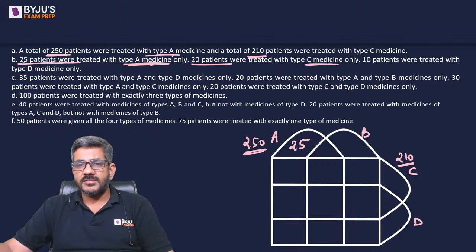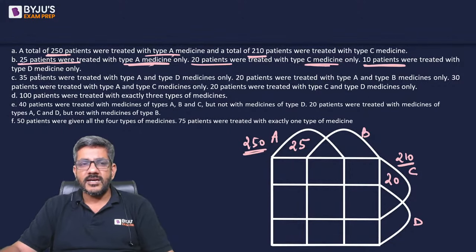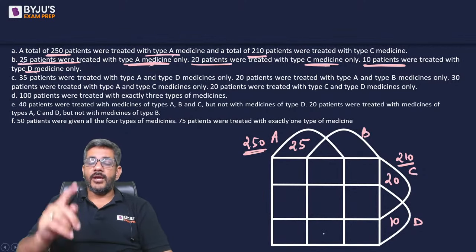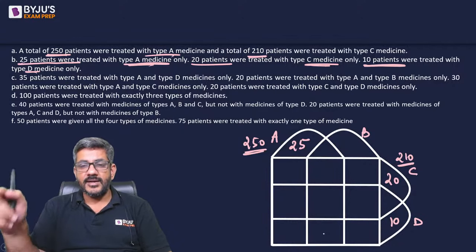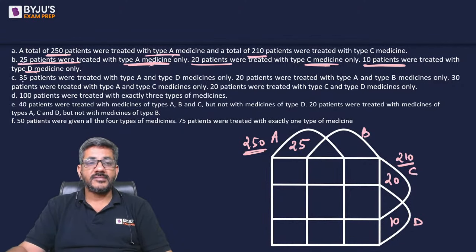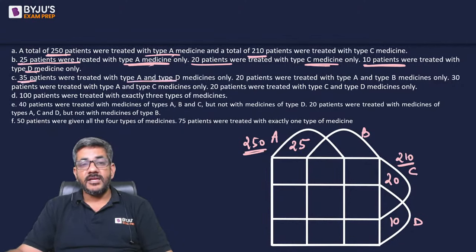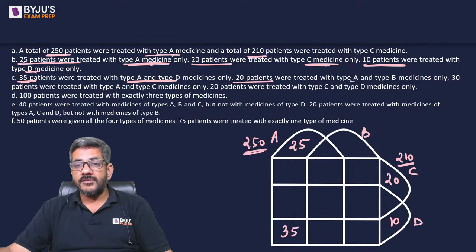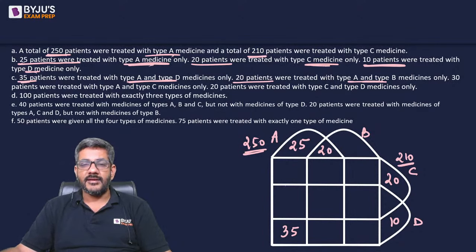20 were treated with C only. 10 were treated with D only, so this area is equal to 10. A only is 25, C only is 20, and D only is 10. Next, 35 were treated with A and D only. That means this area is 35, A and D only. 20 were treated with A and B only, so this area is 20.